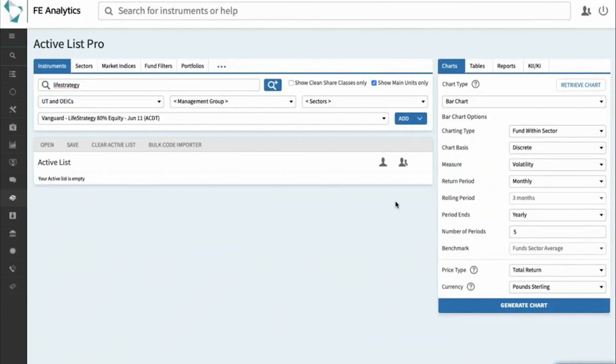So I hope you found that useful. That should give you some ideas on what you can do with bar charts here on analytics. Rather than just using line charts looking at cumulative performance, use bar charts to start sifting through discrete data and rolling data as well.